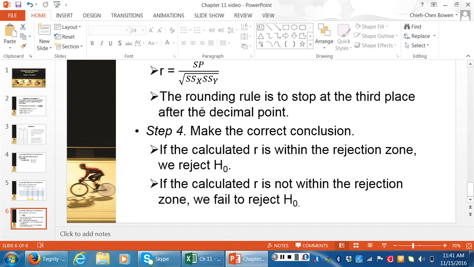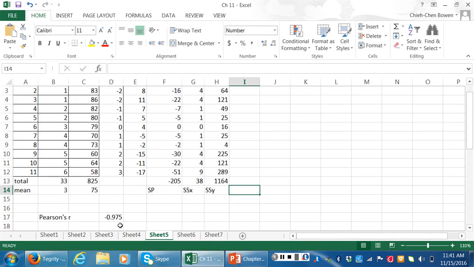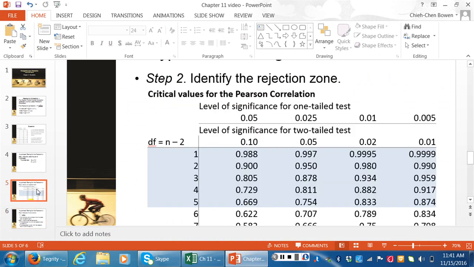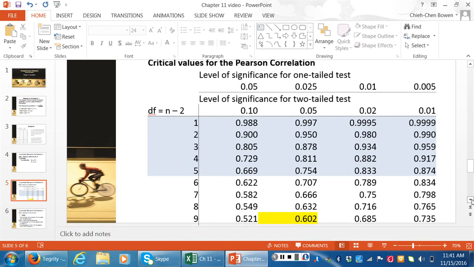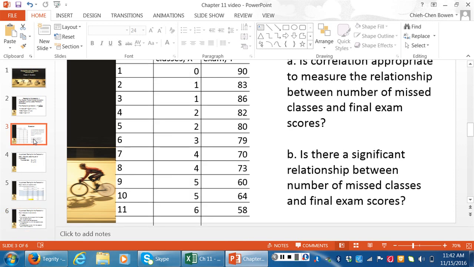Okay, and continue on. Your step number 3 is to calculate the test statistic, and here's your Pearson's R, and your calculated value turned out to be negative 0.975. So the absolute value of negative 0.975 is greater than your critical value, right here, 0.602. So you are within the rejection zone. We reject the H0. When you reject the H0, the evidence is strong enough to support a claim that there is a significant relationship between the number of missed classes and the final exam grade.